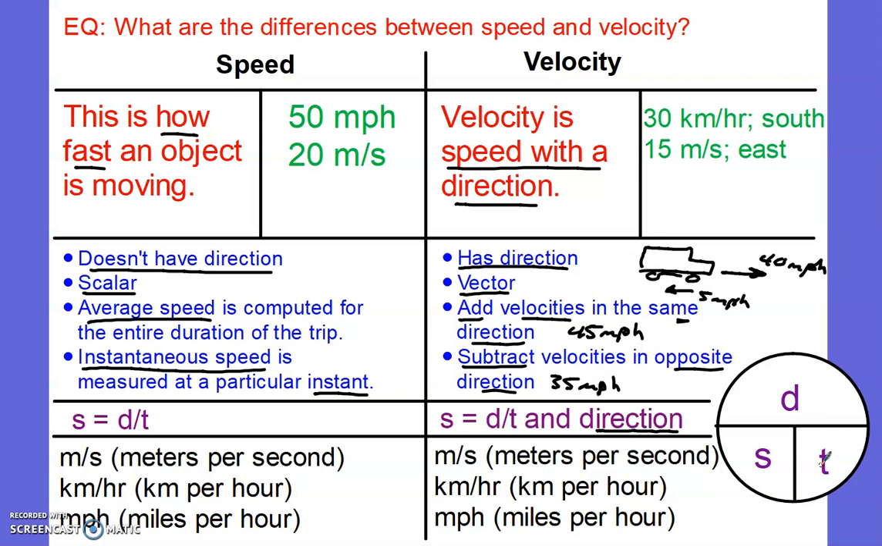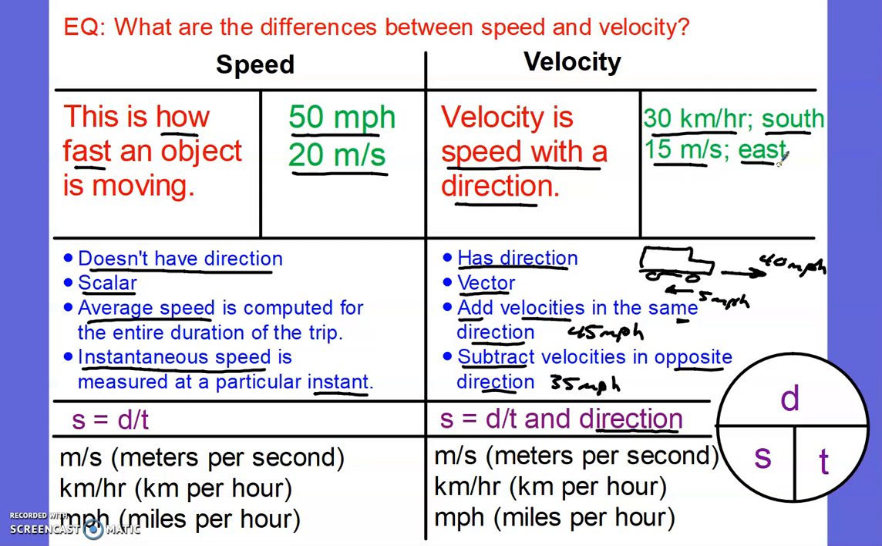Some examples of speed and velocity. Examples 50 miles per hour or 20 meters per second would be examples of speed. Velocity would have the same type of examples, but they, in addition to that, have a direction. So we might have like 30 kilometers per hour, but we'd have to say a direction like south, or we could say 15 meters per second, but again, we'd have to have a direction of something like east.